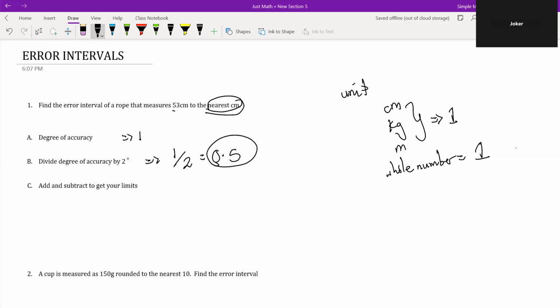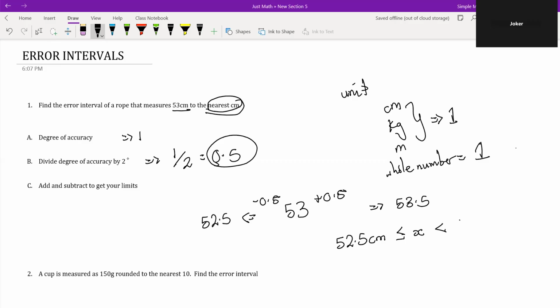The measurement they gave us was 53. So we add 0.5 to get our upper limit: 53 plus 0.5 is 53.5. Then we subtract 0.5 to get our lower limit, which is 52.5. So we can write 52.5 centimeters is less than or equal to x, while x is less than 53.5 centimeters. This is your error interval for this question.